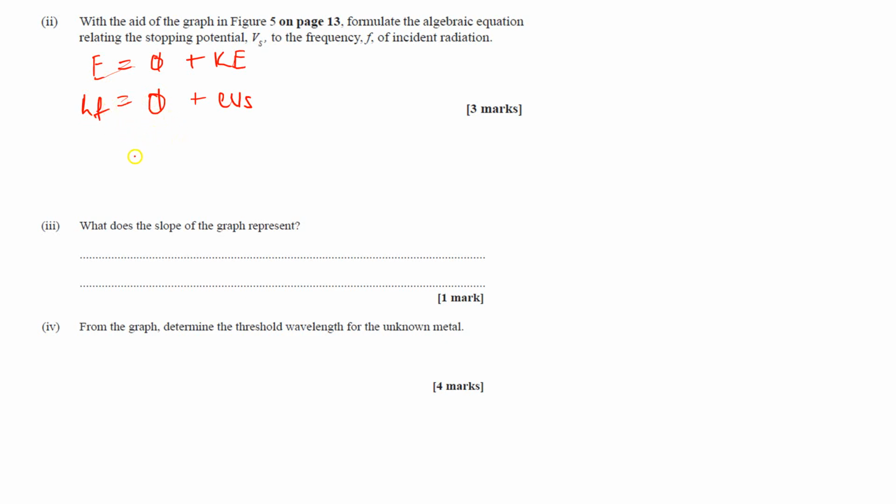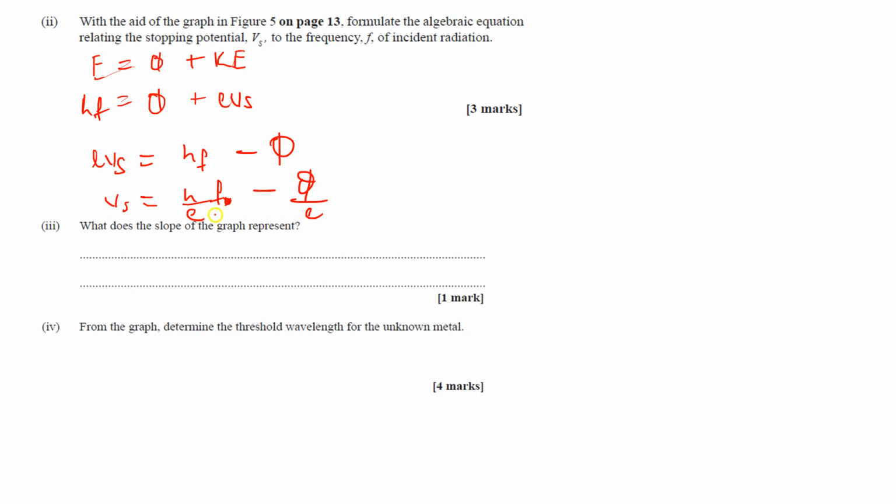So what I just simply need to do is to transpose the equation. I'm going to make eVs the subject. When I make eVs the subject, I have hf minus my work function. I'm not completely through as yet. So what I need to do now is to divide both sides by e. When I do that, I get Vs is equal to h divided by e times f minus work function divided by e, right?